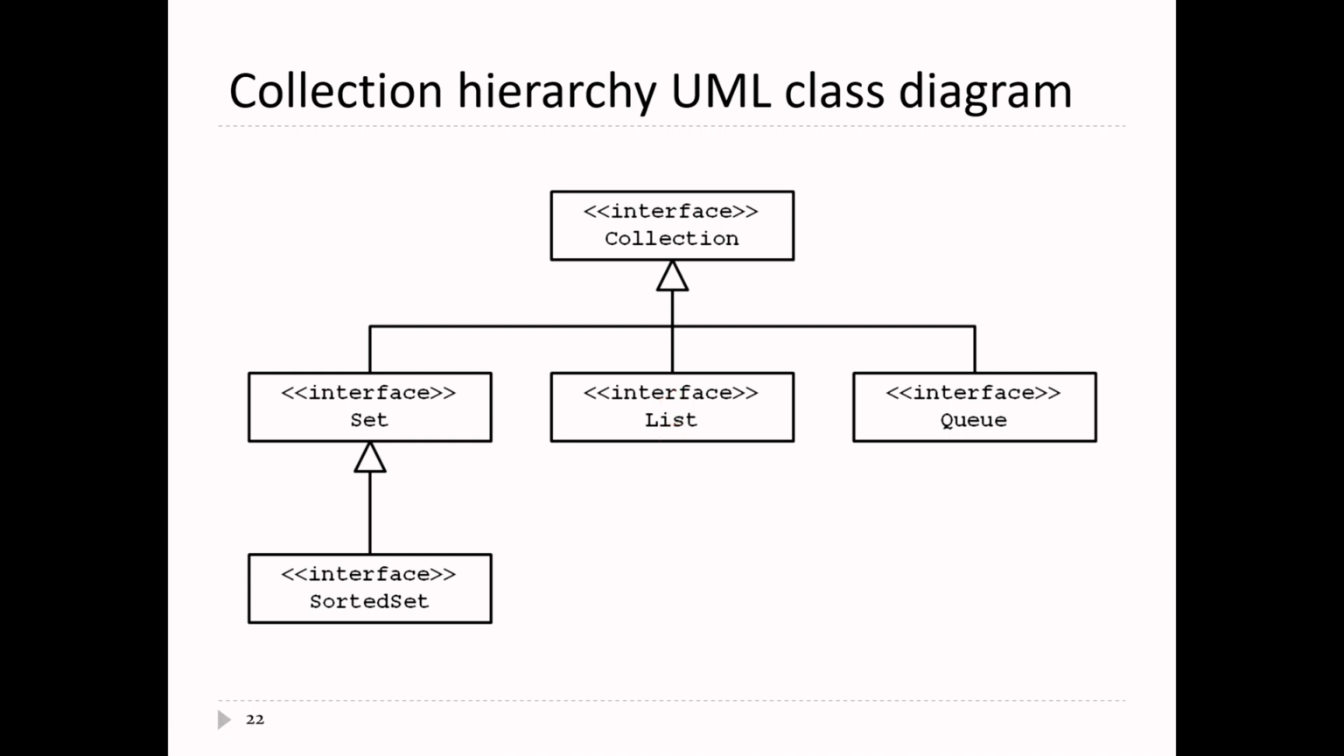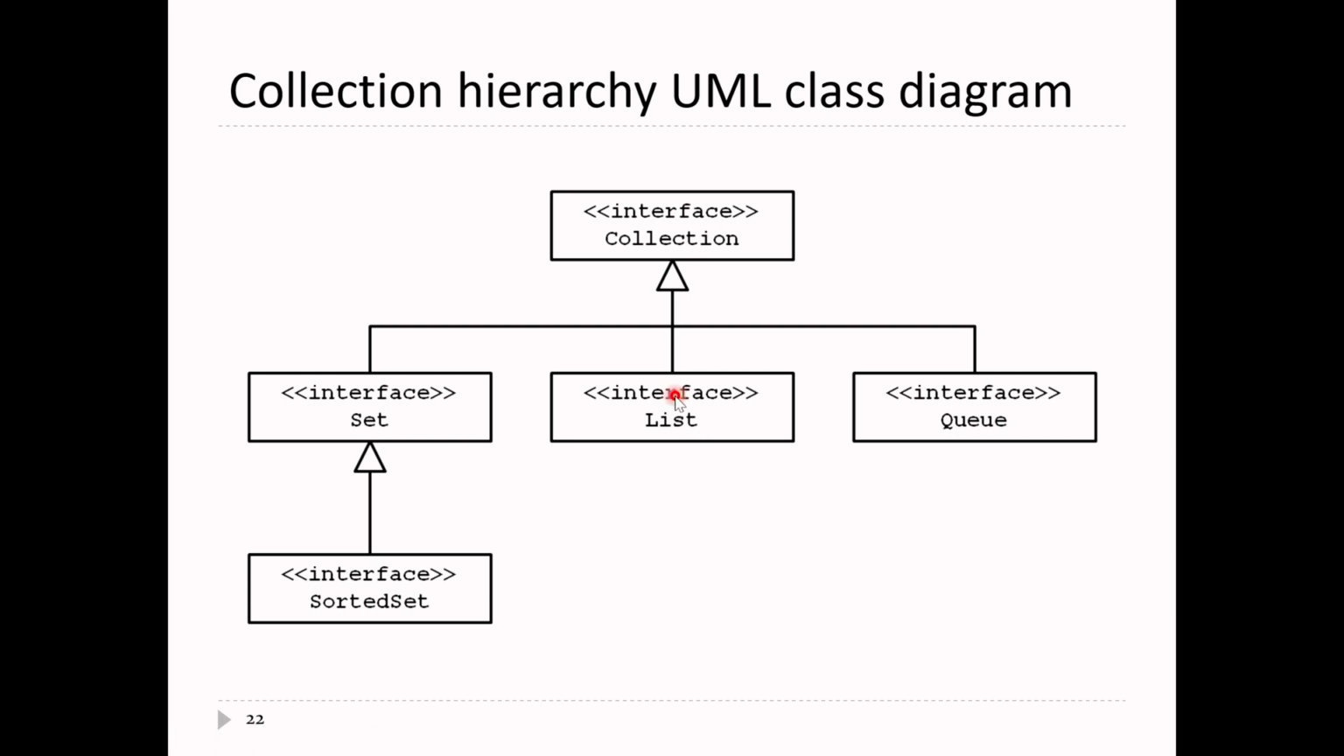List is what's called a sub-interface of collection. All that means is that every method that's in collection is also in list. List is able to add more methods if it wants to, but all the methods in collection must also be in list. What this is telling you is that list is a kind of collection. If you've got a method somewhere that needs a collection, you can give it a list and that method will work. So lists are substitutable for collections.